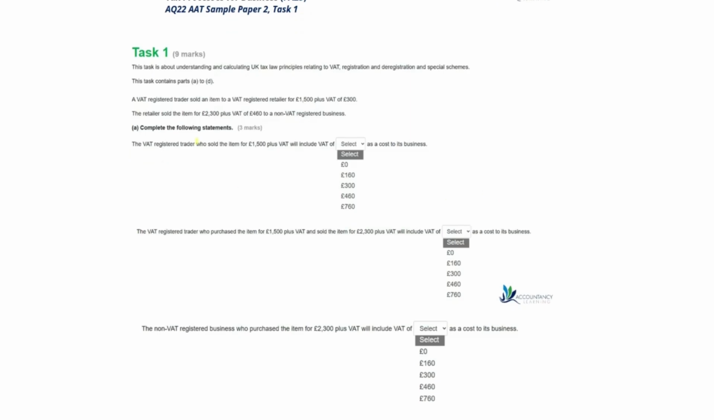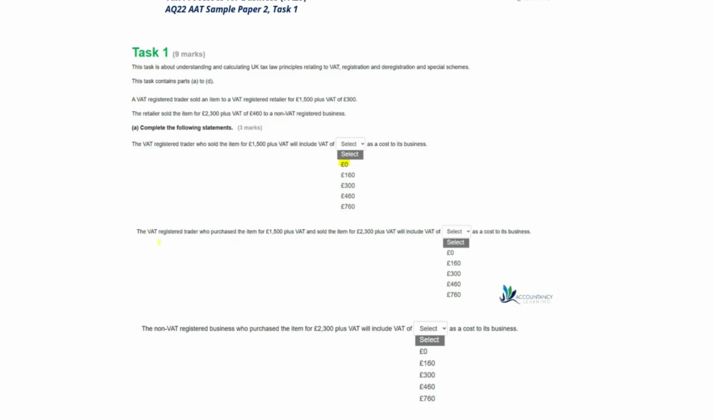The VAT registered trader who sold the item for $1,500 plus VAT will include VAT of, and we've got to select, as a cost to its business. Now, if they are VAT registered, it means they're going to claim that VAT back. So the VAT will never be a cost to the business when they're claiming VAT back. So 0 would be the answer there.